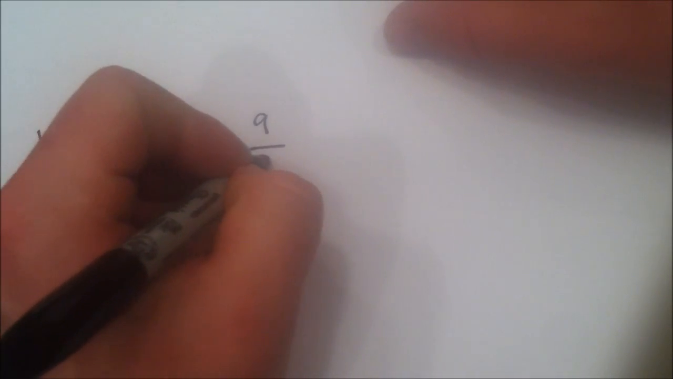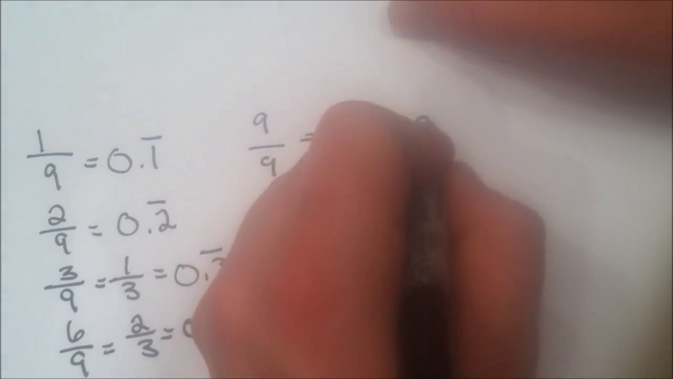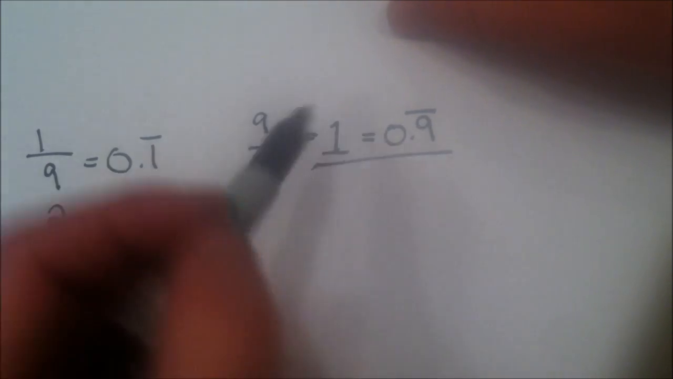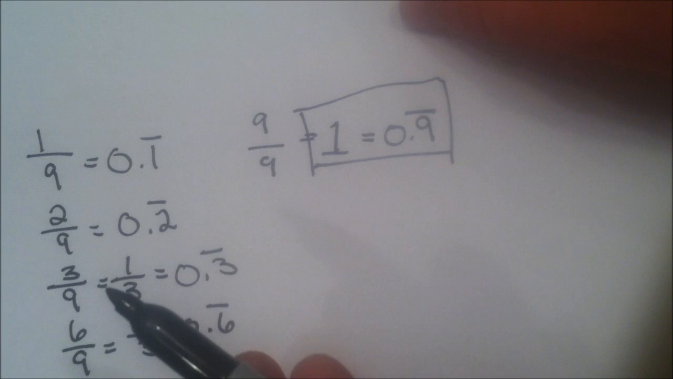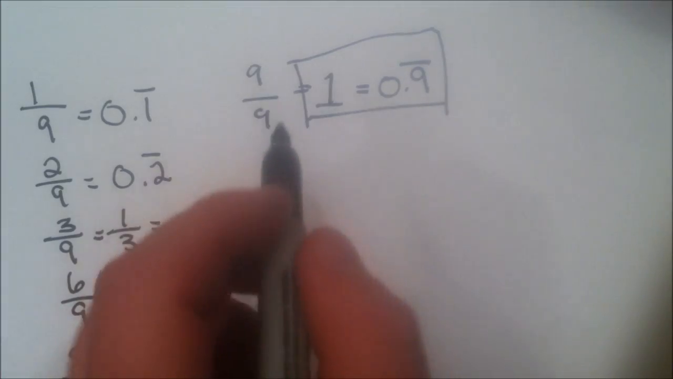But again, when we do 9/9, we know this equals 1. It should equal 0.9 repeating. So those are just a couple really easy ways to show that 0.9 repeating and 1 are the same thing. So let's talk about why this is true.